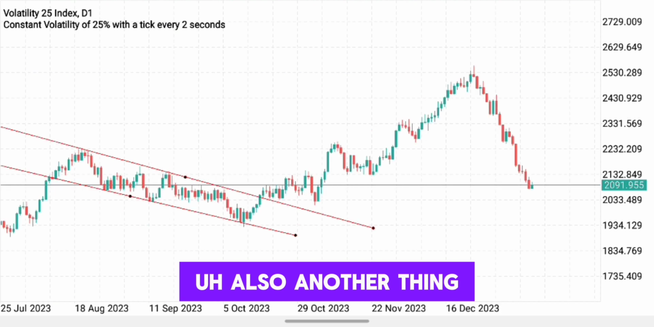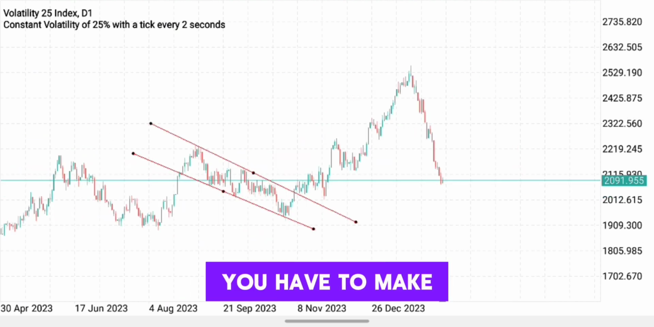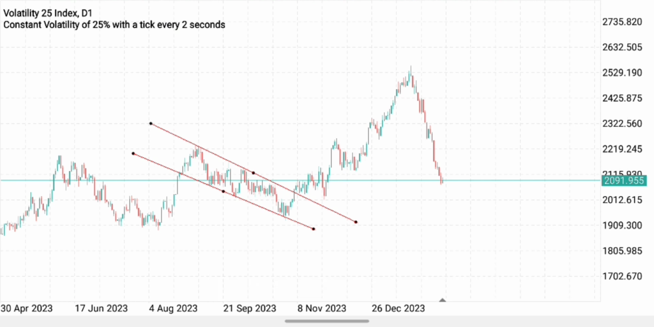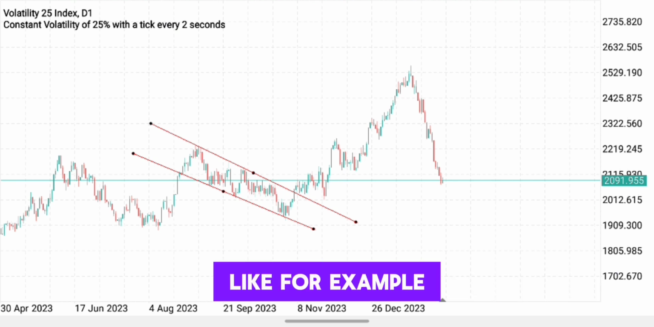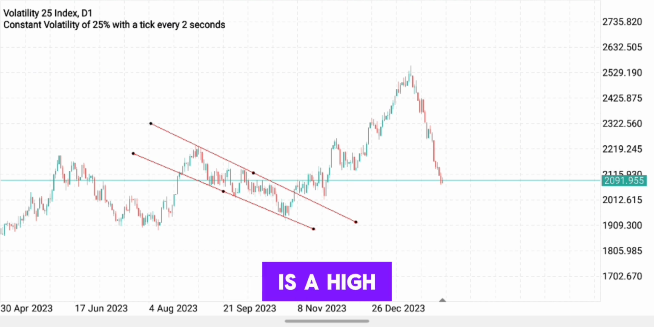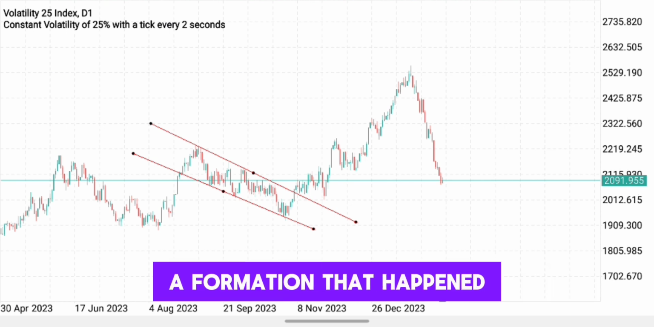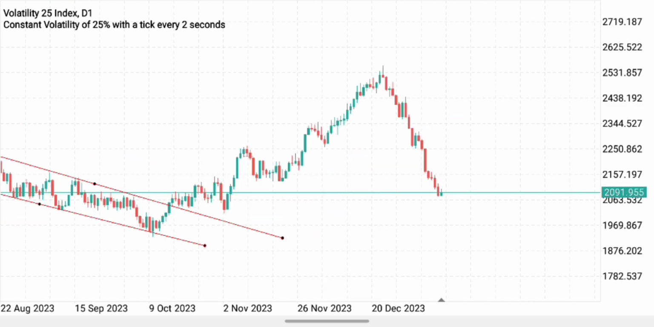Also, another thing, you have to make sure that you connect real tops or real bottoms, like for example the higher highs and the lower lows. So if you just assume that this one is a higher low or a higher high, it means you might lose your money, because it might be just a formation that happened.